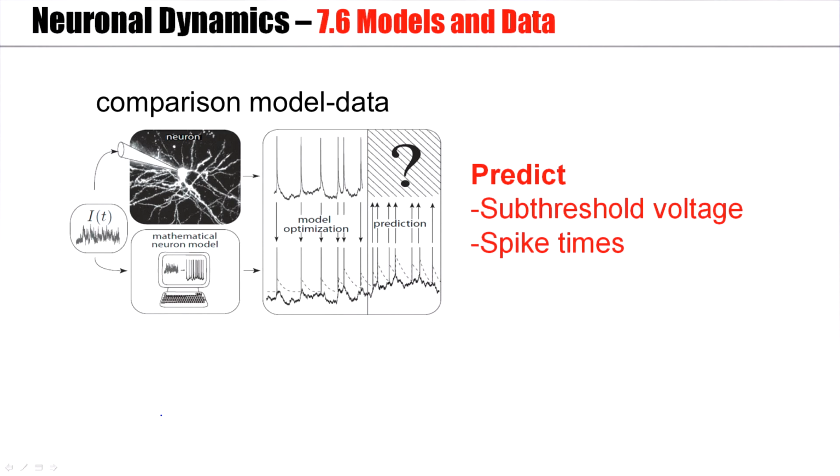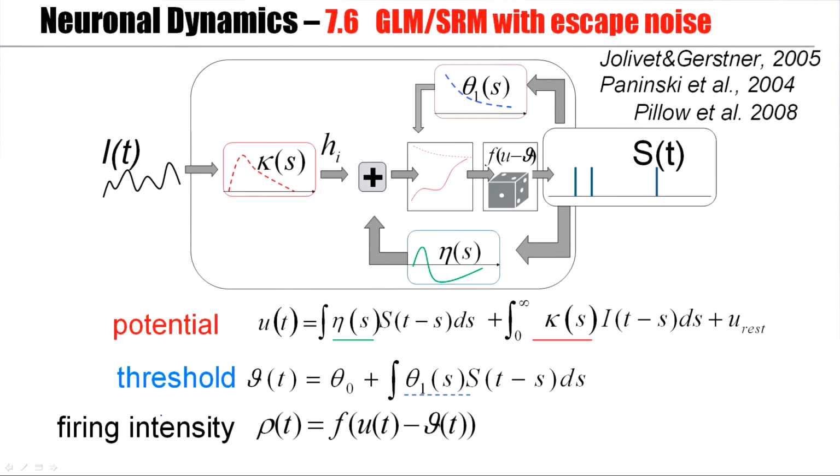So, our ideal neuron model takes some current input, and our aim is to predict voltage and to predict spike times. And we do this using a GLM formulated as a spike response model with escape noise. Since the voltage is linear in the parameters, given the input current, given the observed spike trains, since the threshold is linear in the parameters, given the observed spike times, since the firing intensity is a convex function of u minus theta, we have the powerful tools of GLMs at hand to optimize these parameters. And the parameters are the shapes of the filter kappa, filter eta, filter theta 1.